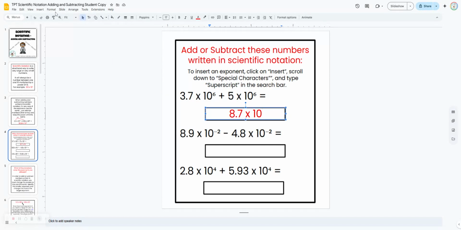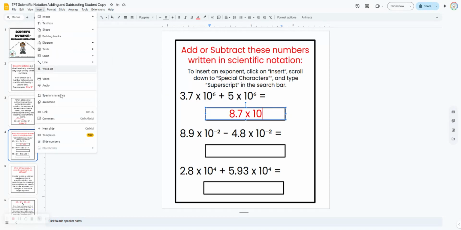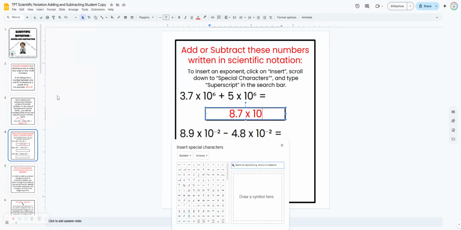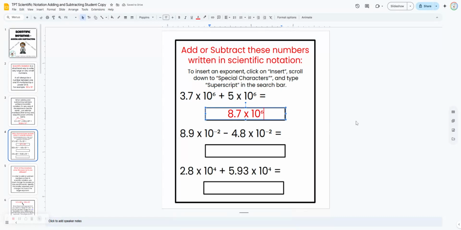We're going to come up here to Insert, go down to Special Characters. This little text box pops up, and we're going to type in superscript. And you might want to put this on the board or somewhere where the students can access it. All of these exponents come up. We're going to look for our 6, and it just inserts right into that problem. So 8 and 7/10 times 10 to the 6th.